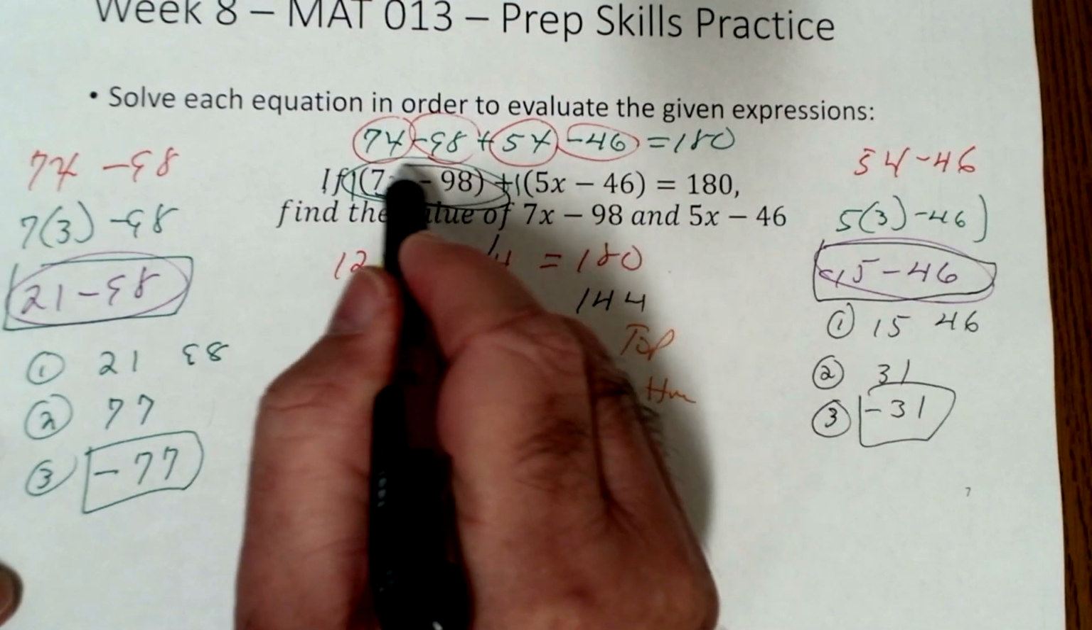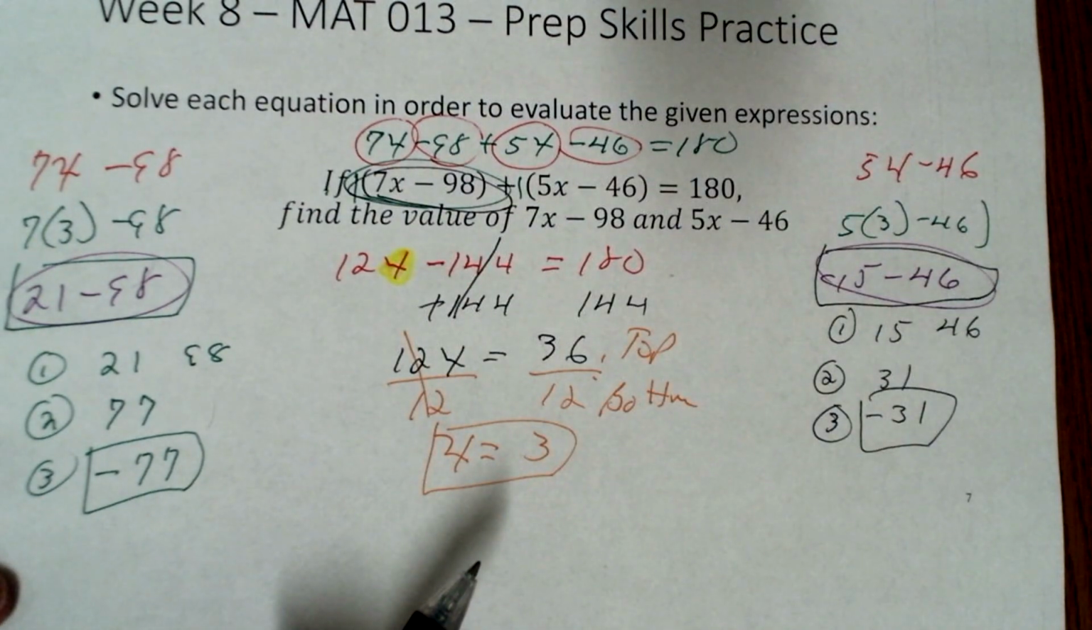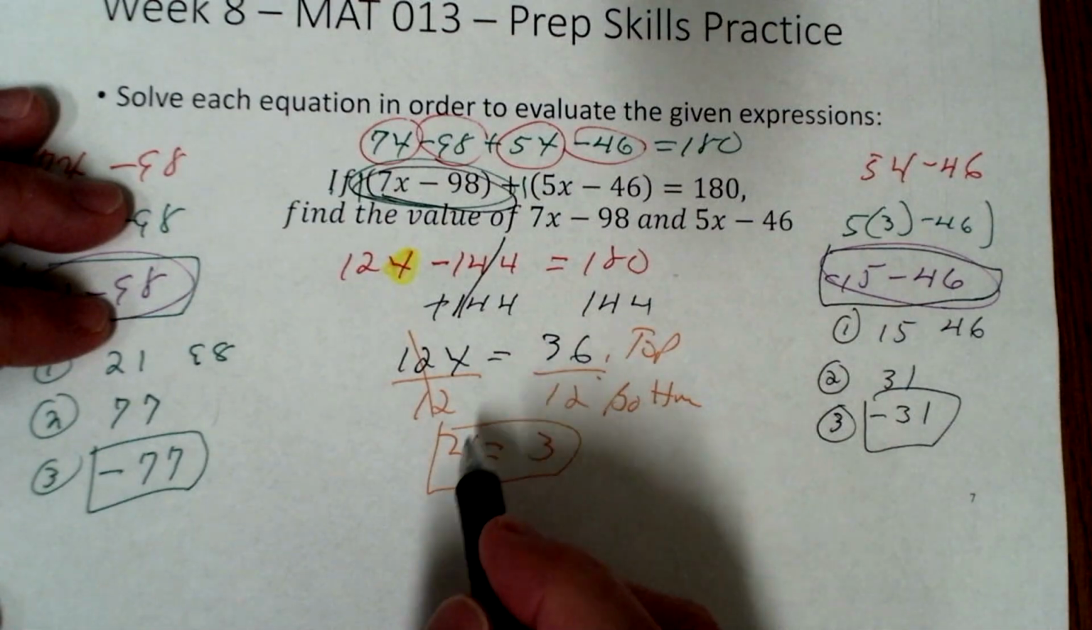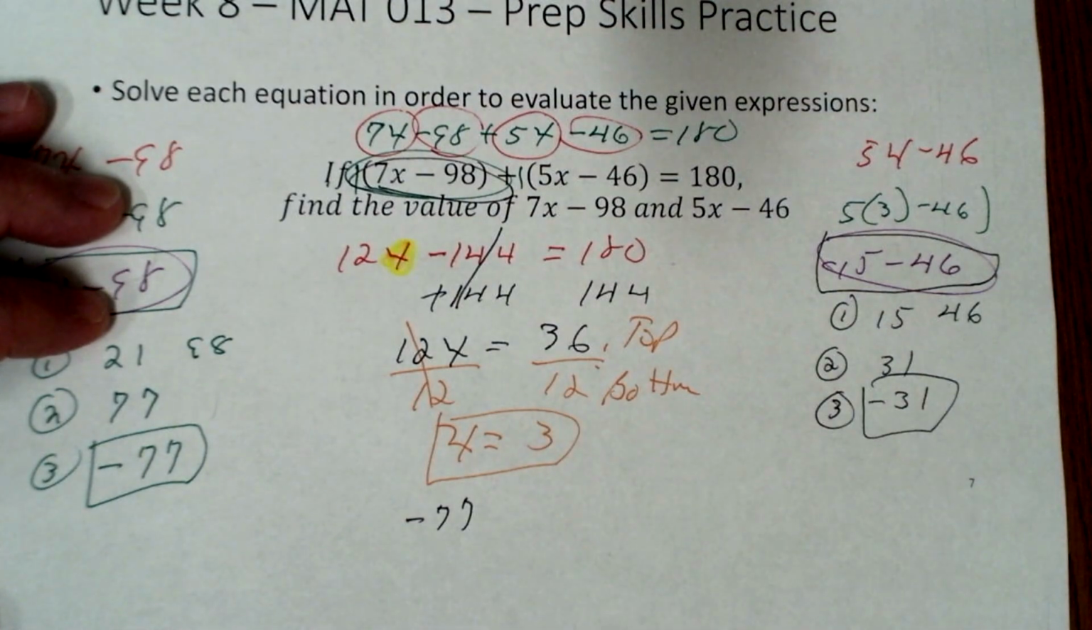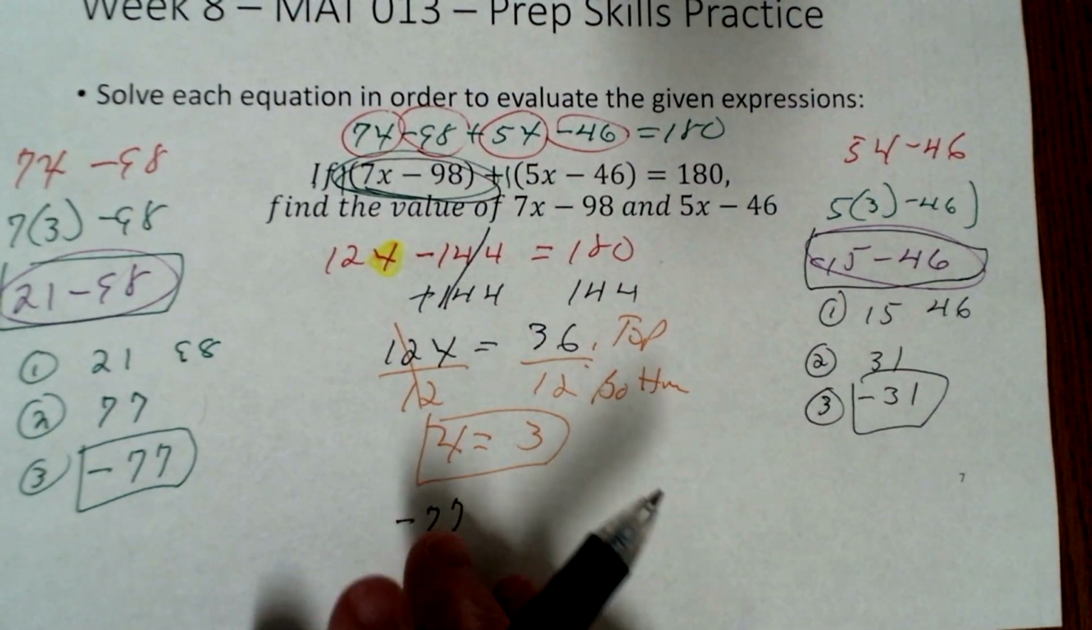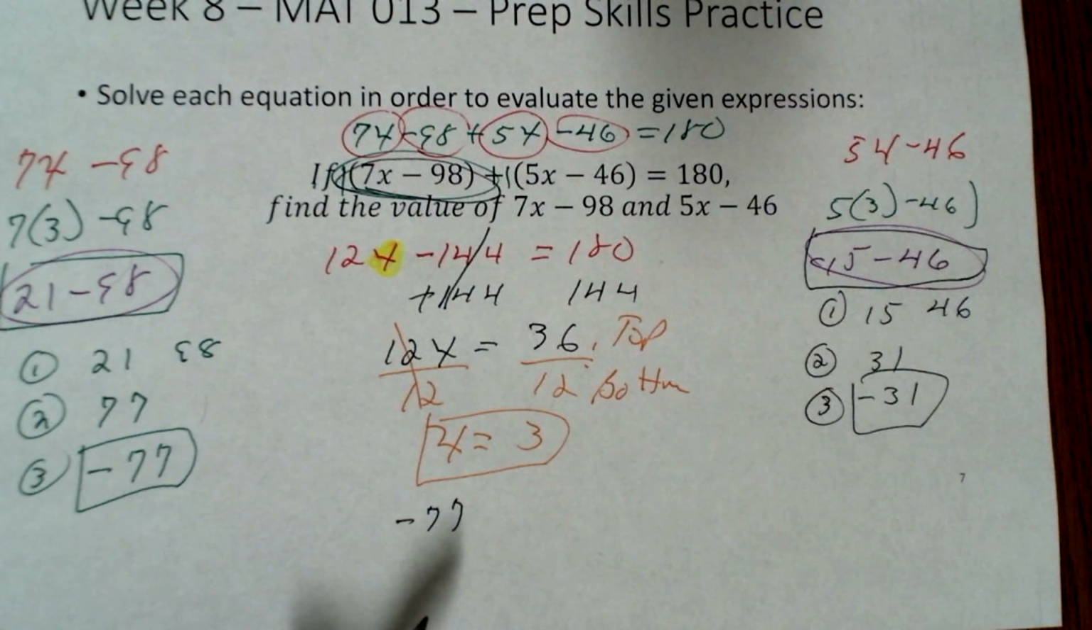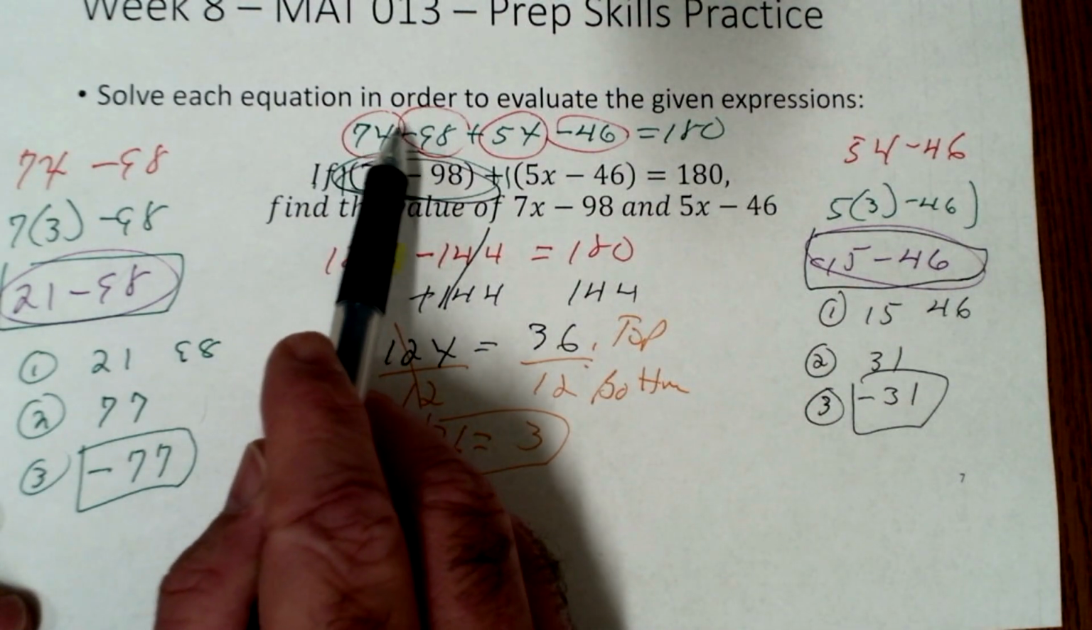So this expression here has solved to be minus 77. Sorry, something just looks weird. We solved for x. x was 3. 7 times 3 minus 21 is minus 77. That's right. Plus 5 times x is... Okay, something just looks weird. 7 times x minus 98.